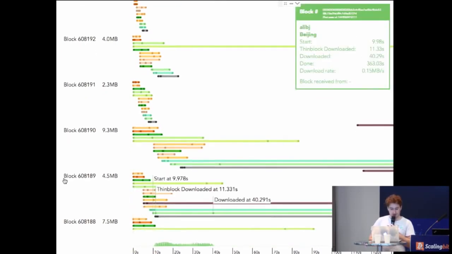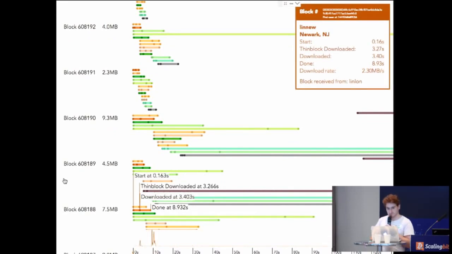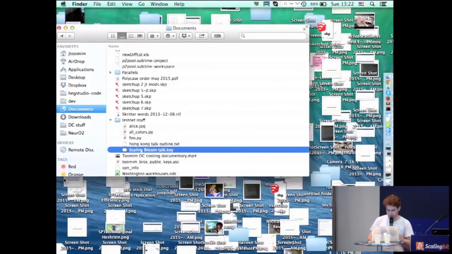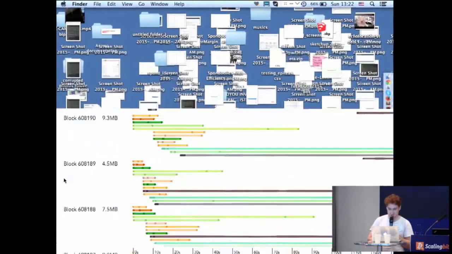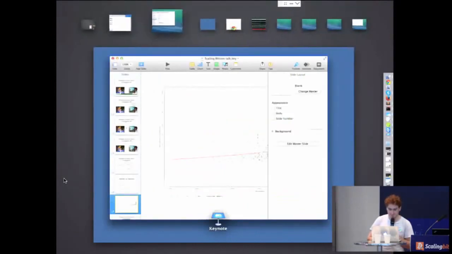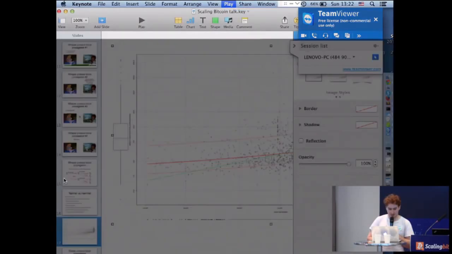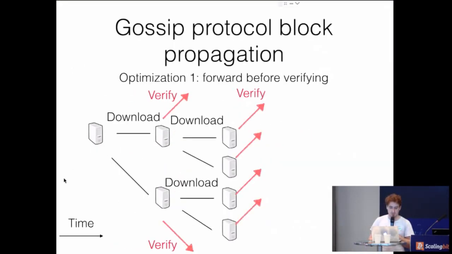I look at these, and I see that most of the rest of the world can handle large blocks. They can definitely handle 2 megabytes. They can handle 4 megabytes. 8, 9 megabytes is starting to push it, but I think we can do it. China, though, cannot. And I think we need to do something about that.